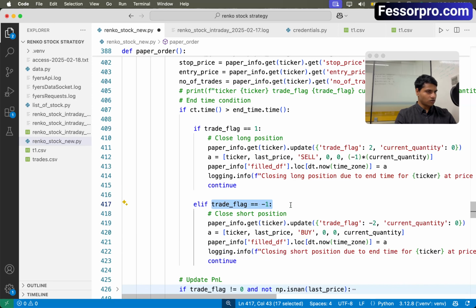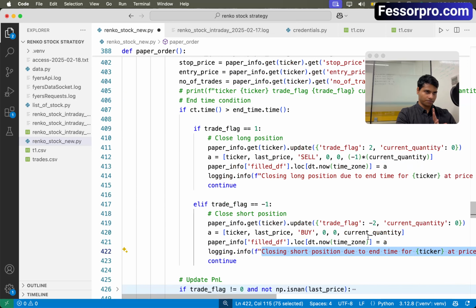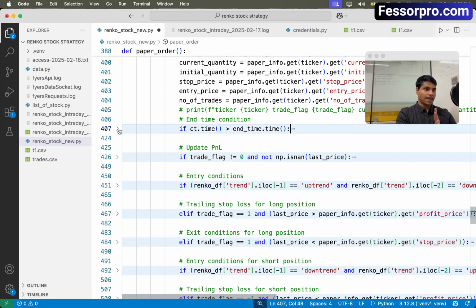If my trade flag is equal to -1, it means we have to close the short position. I'll update the paper info variable. What all things will I update? First, I'll update the trade flag. If my trade flag is equal to -2, it means I don't have to do anything on this. And my current quantity I'll also change to 0. Two things I'm changing when my exit condition is satisfied, that is, the exit time condition. Then I'm updating the fill data frame and logging this information to the log file. So this is what we will do when our exit condition of end time is satisfied.